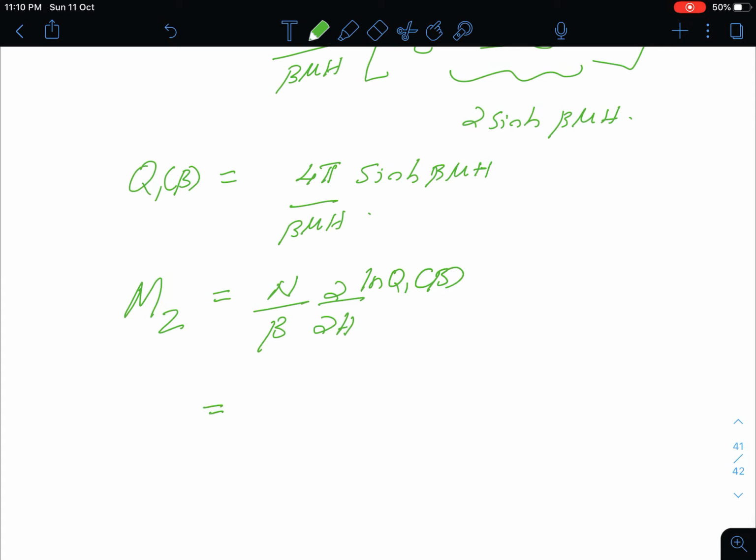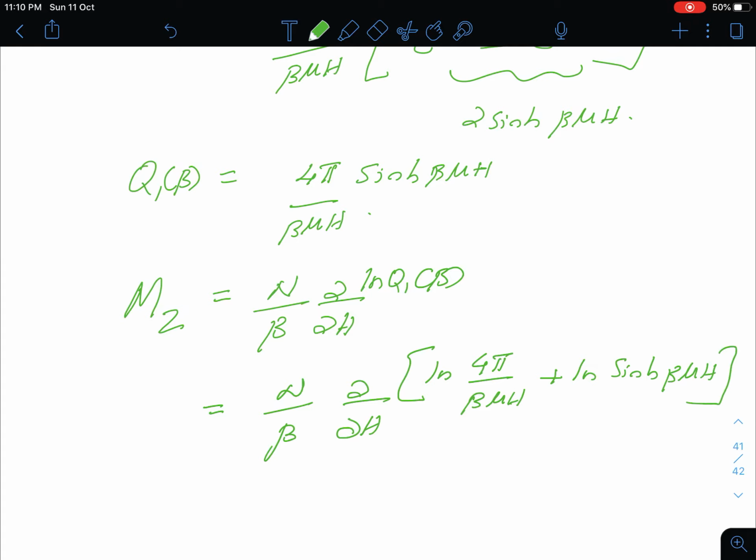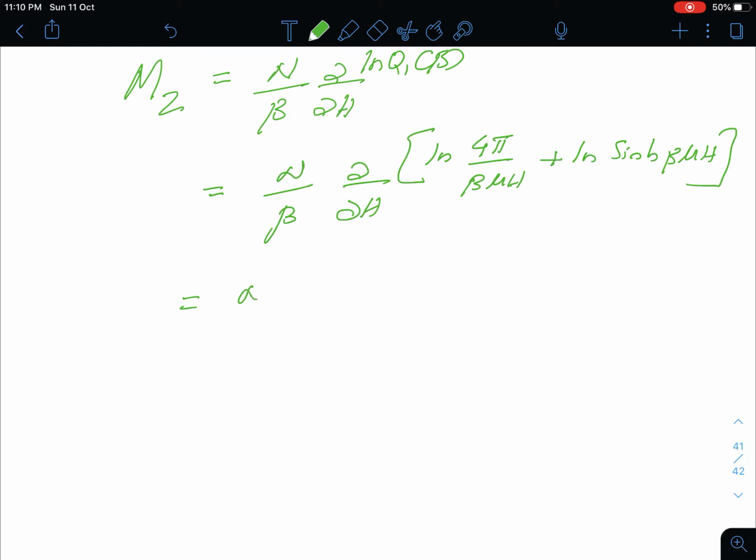So that is n by beta dou by dou h of ln q1. ln q1 is ln 4 pi by beta mu h plus ln sinh beta mu h. Simple. Now that is n by beta. Okay, so taking the derivatives.